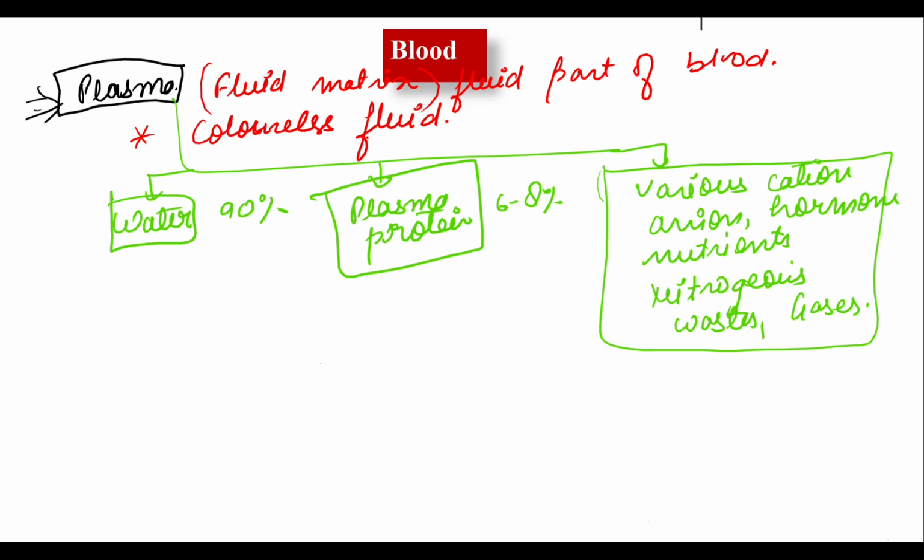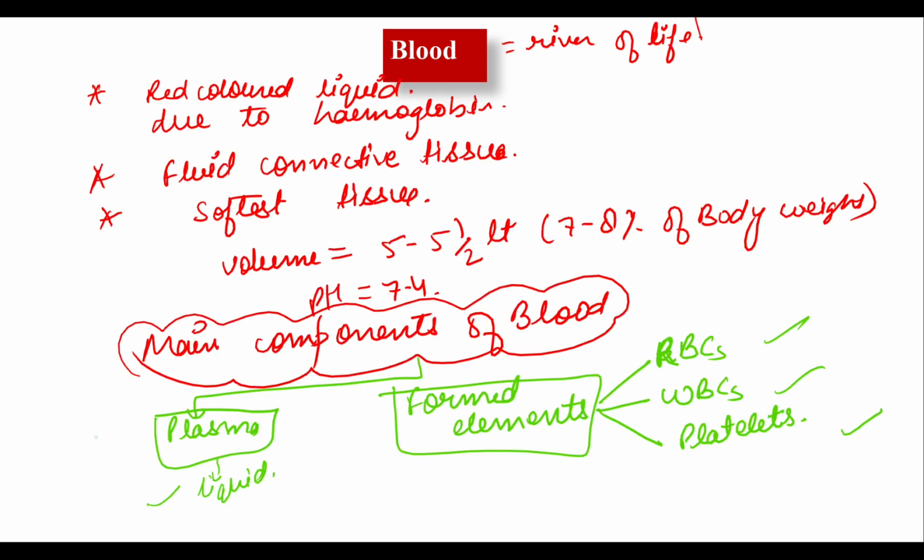Yes, exactly, it contains carbon dioxide and oxygen, because the main role of blood is to transport different types of gases to different parts of our body, okay. So plasma, one more thing you have to write down: of the total amount of blood, 5 to 5.5 liters, 3.5 liters is occupied by plasma, that is 5% of body weight, okay.